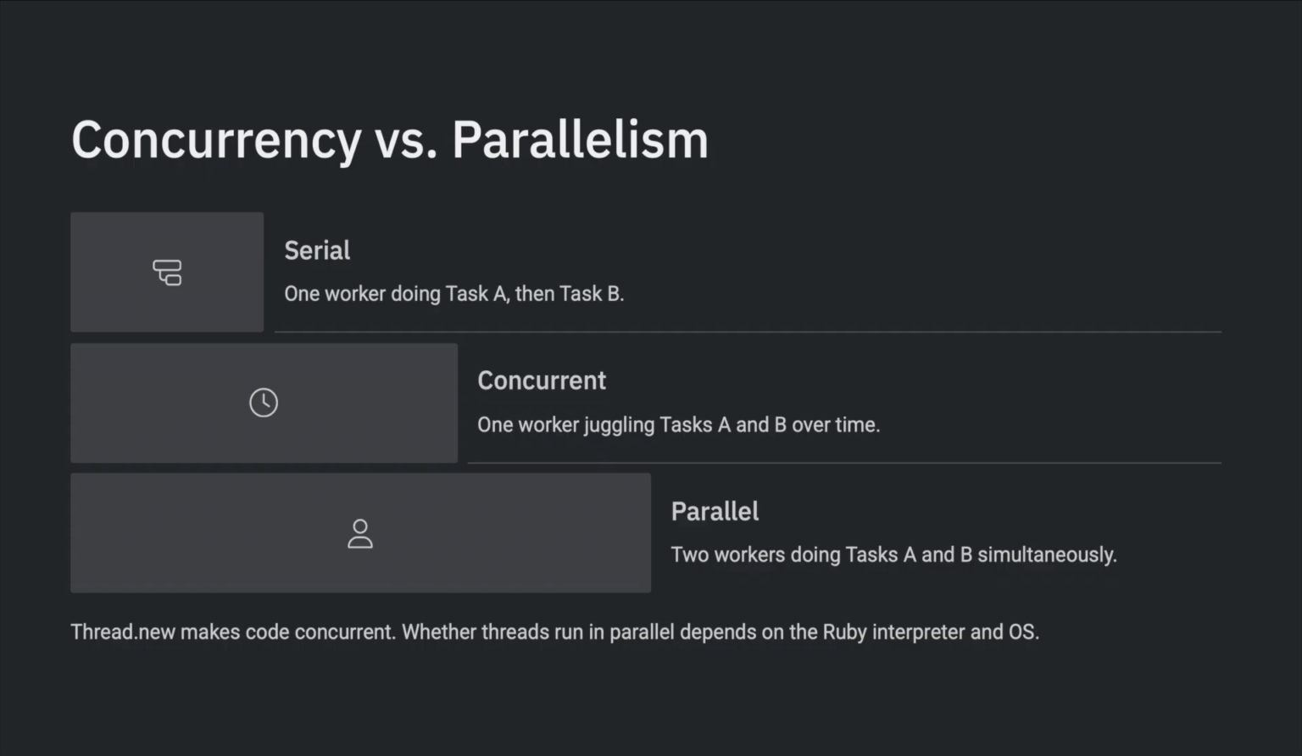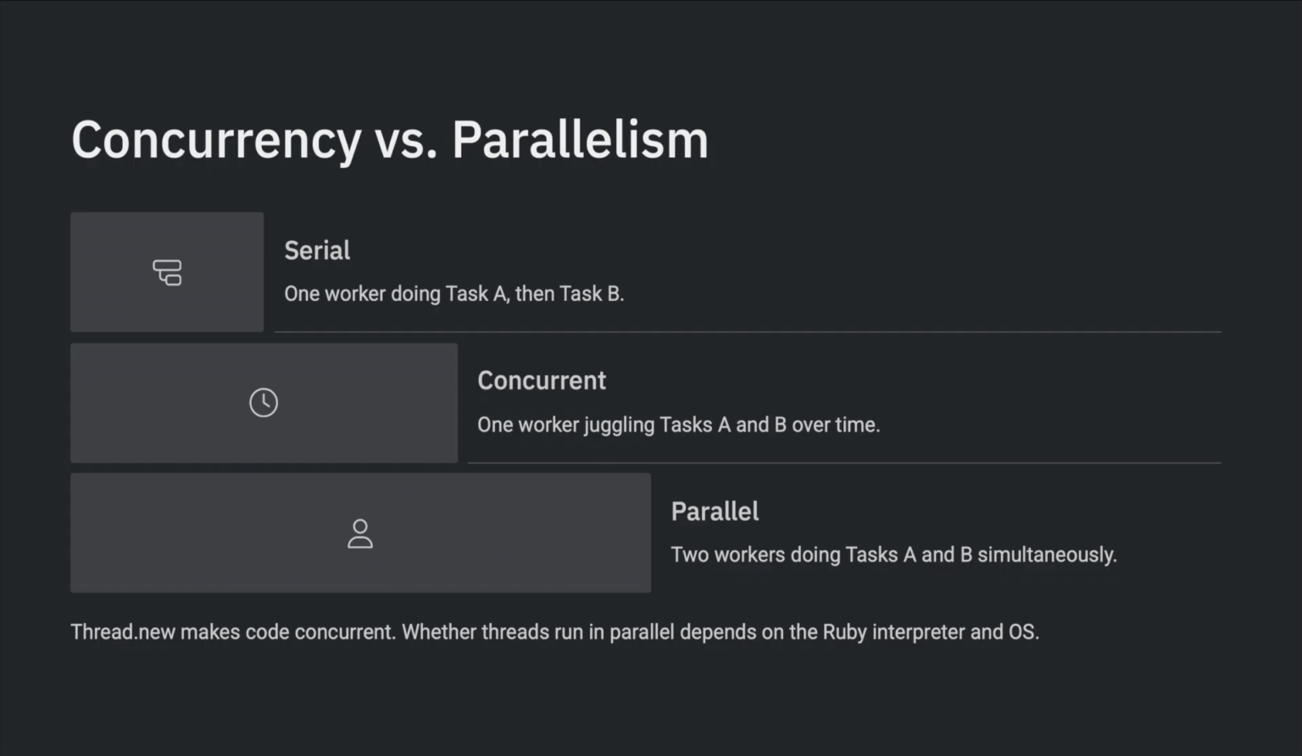Join is probably the big one. Thread#join. And that just means wait. Yeah, the current thread stops and waits until that thread finishes its work. So if my main thread kicks off a bunch of worker threads, I can join them all at the end to make sure everything's done before the program exits. Exactly. It's essential for coordinating work.